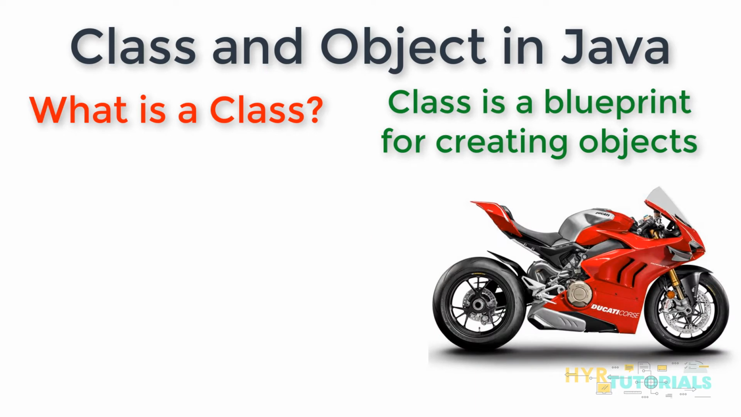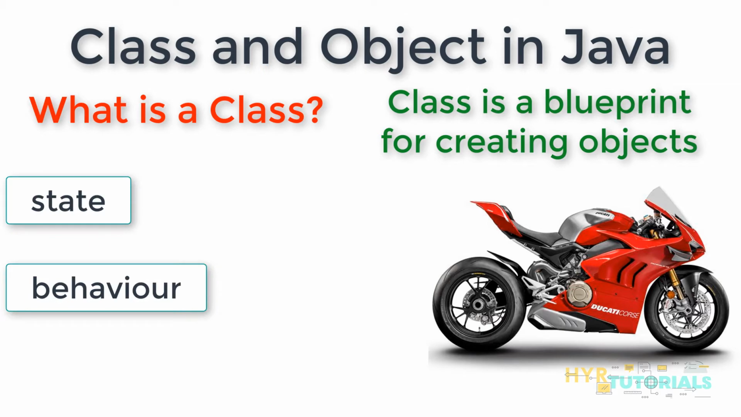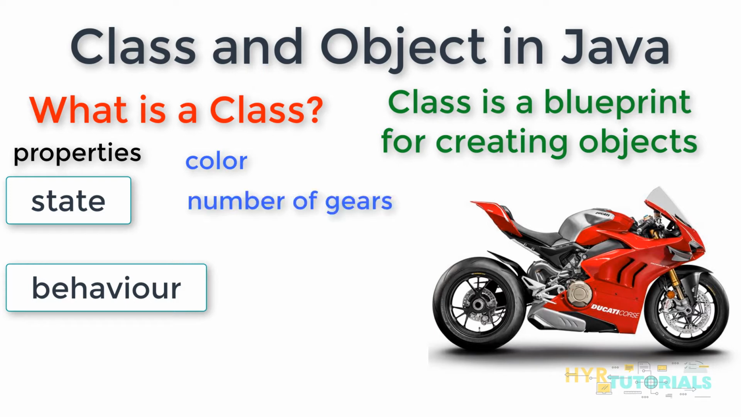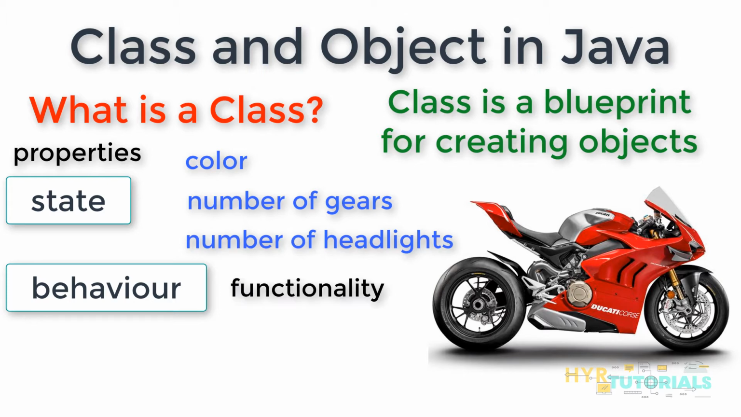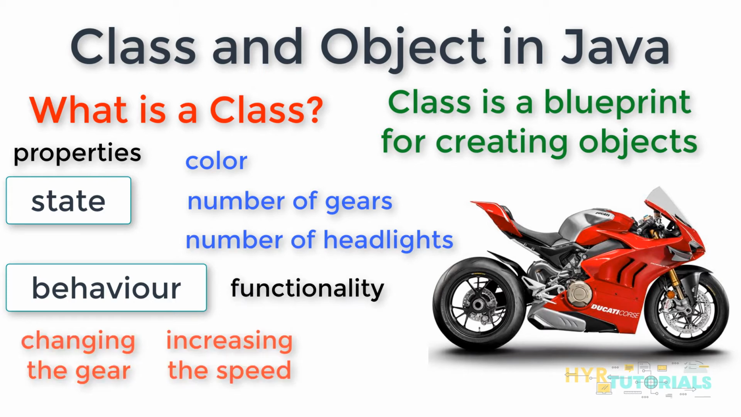What exactly will this bike contain? Every real world object will contain state and behavior, right? The state is nothing but the properties, okay? For a bike, we have some properties like what is the color of that bike, how many gears are there, and how many headlights are there. All these are the properties of a bike. This is called the state of the bike, okay? And next we have behavior. Behavior is nothing but the functionality: changing the gear, increasing the acceleration, applying the brake. These are all the functionalities of a bike, right? These are called the behaviors of a bike, okay?